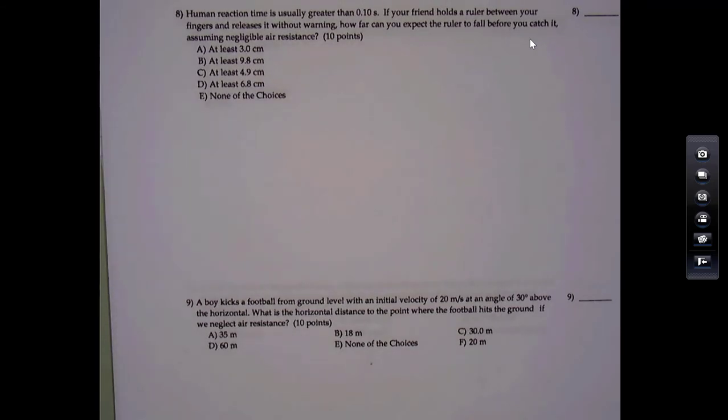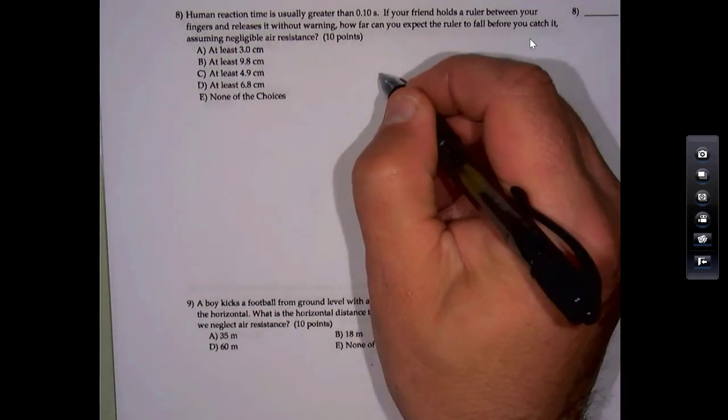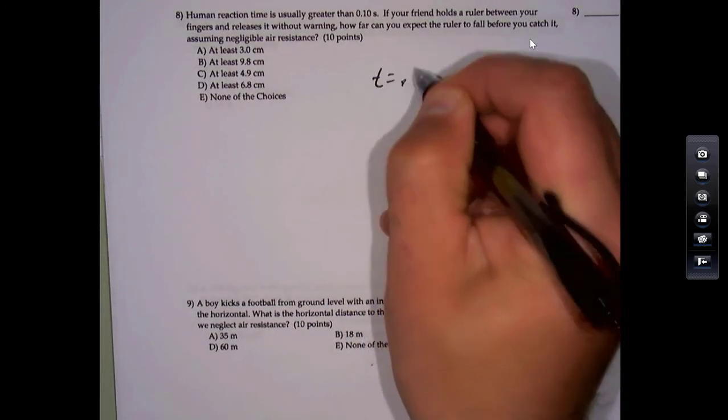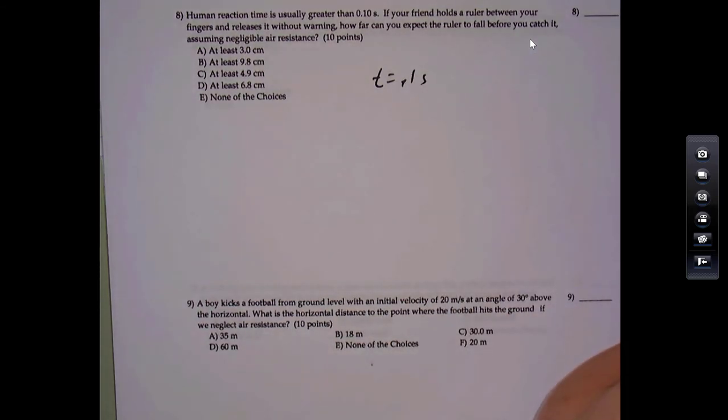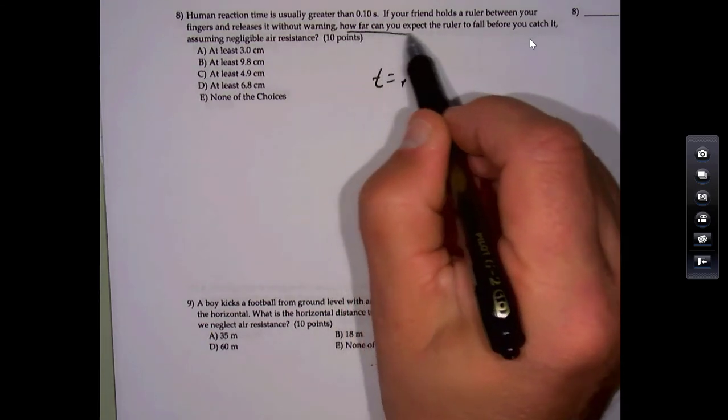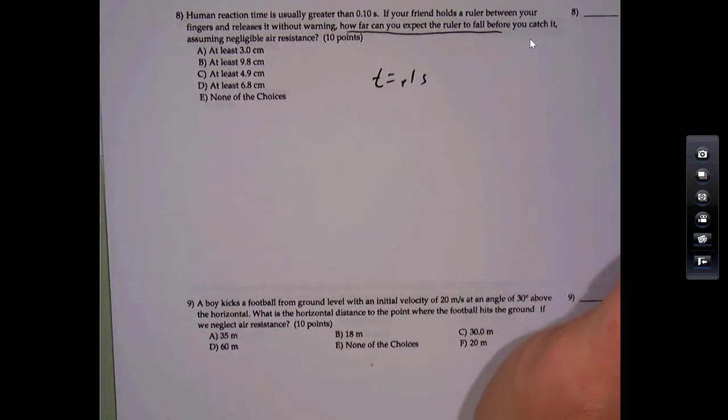This is actually a free fall problem. Human reaction time is usually greater than 0.1 seconds. So if your friend holds a ruler between your fingers and releases it without warning, how far can you expect the ruler to fall before you catch it? Okay, so somebody's holding a ruler between your hands, they let it go, the ruler accelerates down. How far is it going to go before you catch it?